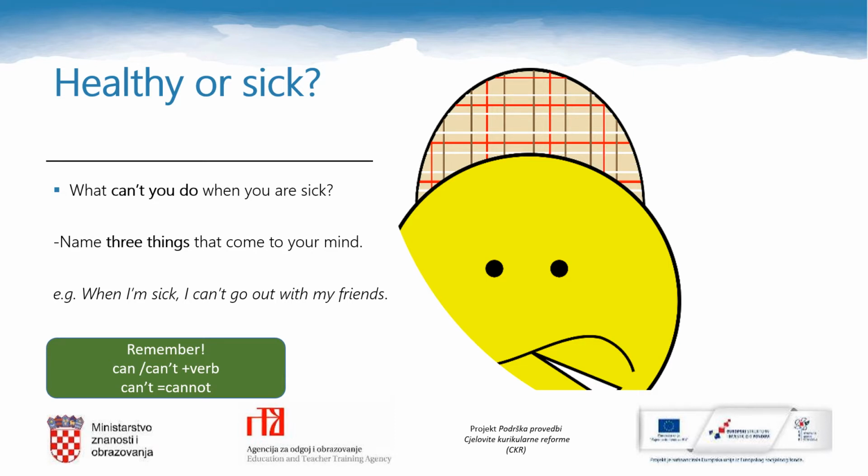Let's talk about how we feel when we are not healthy. What can't you do when you are sick? Can you name 3 things that come to your mind? For example, when I'm sick, I can't go out with my friends. Please remember, use can and can't plus a verb. I can't go out. Write your ideas into your notebook.